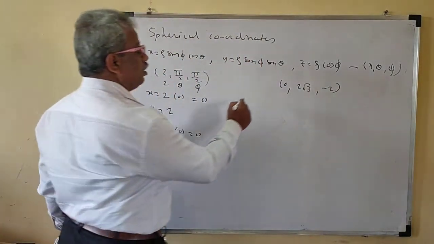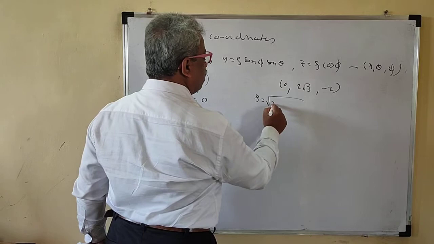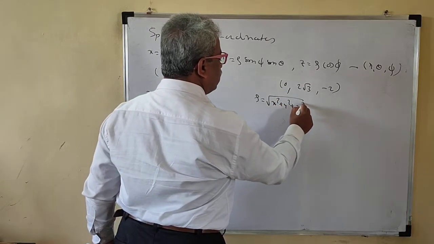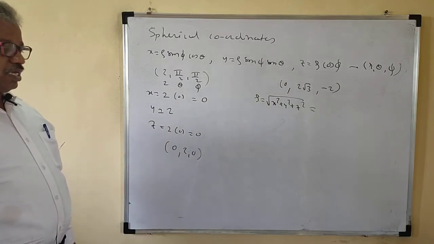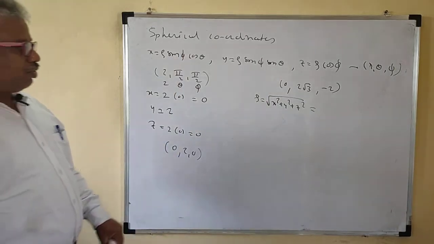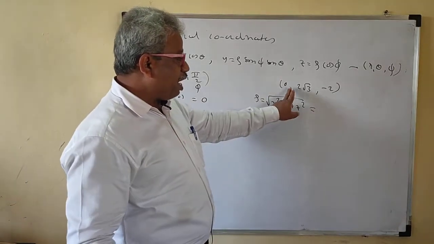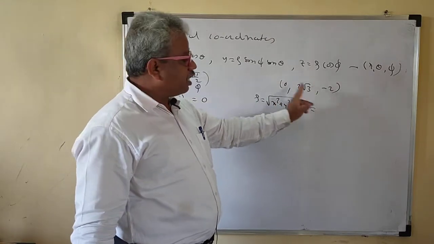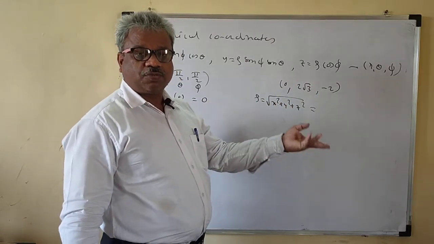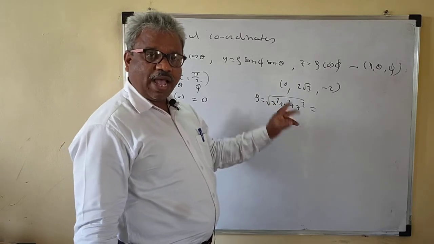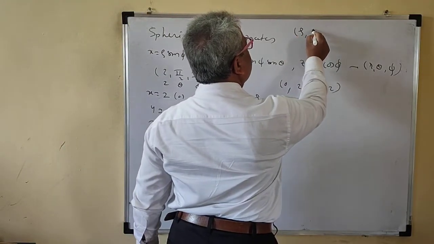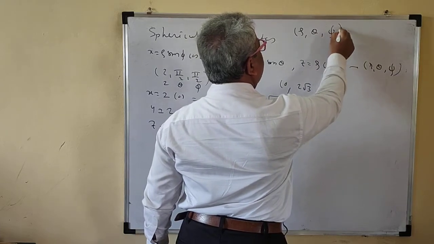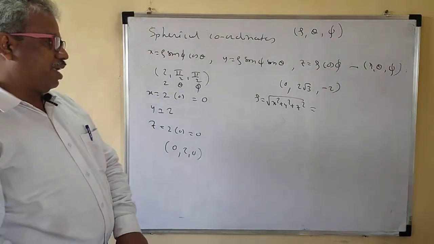Note that rho is nothing but root of x square plus y square plus z square. So we take the squares. You have been given the Cartesian or rectangular coordinates, and we want to form the spherical coordinates. That means you want to find rho, you want to find theta, and you want to find phi.